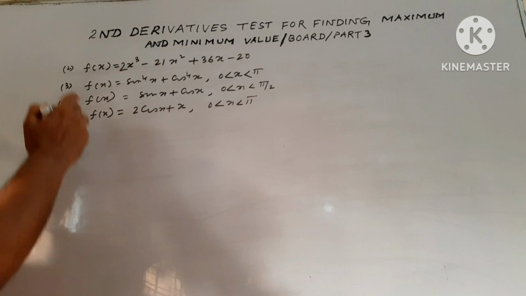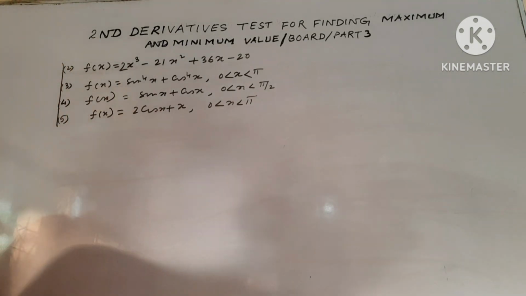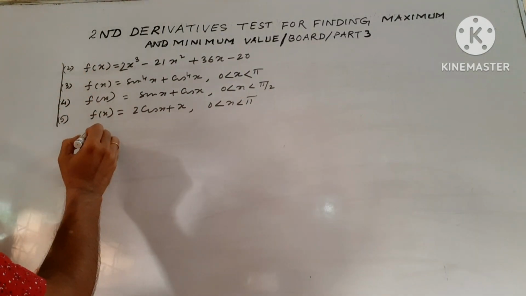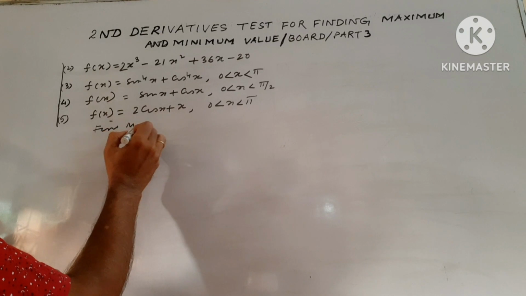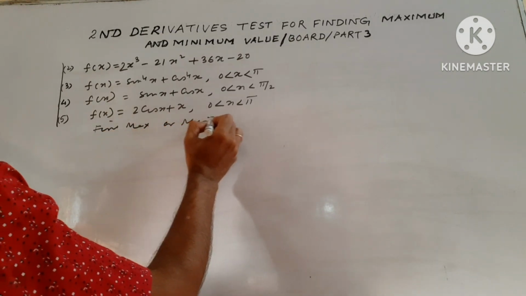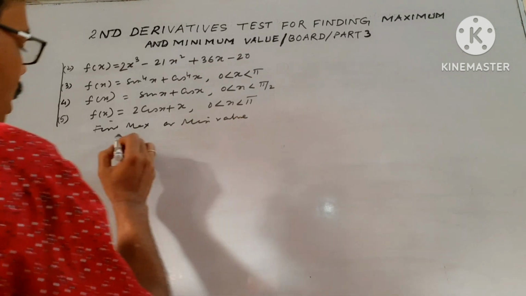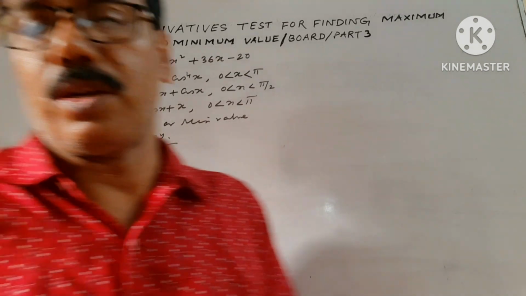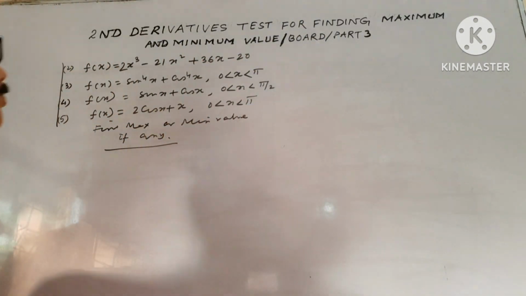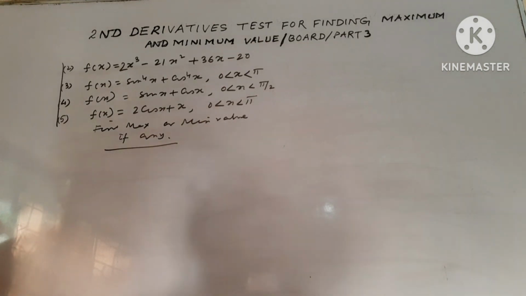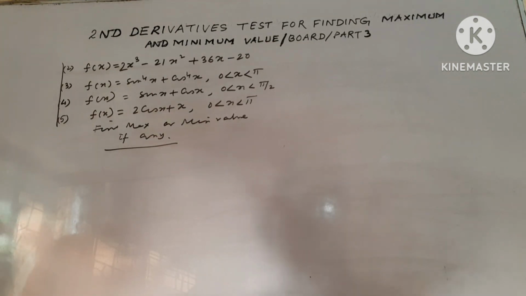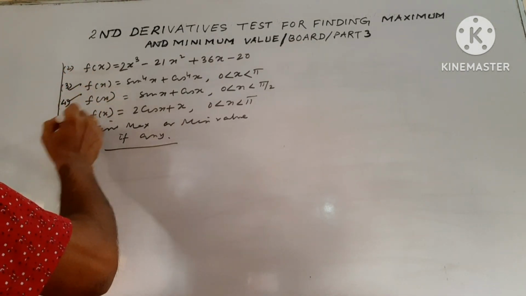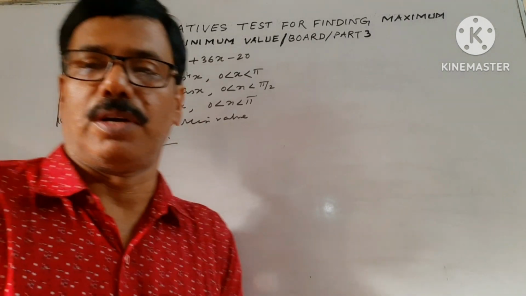Now consider this: find the maximum or minimum value, if any. These are all board problems. So consider problem numbers 3, 4, 5. They are of trigonometric functions.